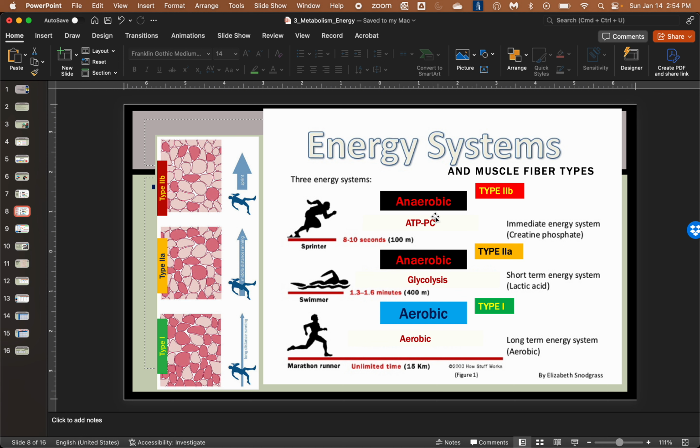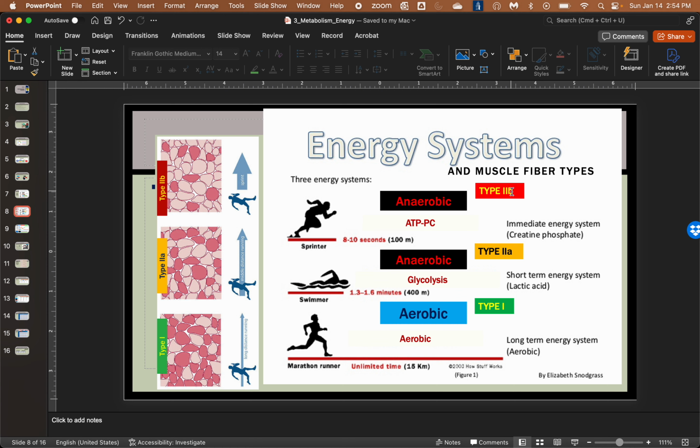Okay, so type 1 muscle fibers are aerobic. Type 2 muscle fibers are anaerobic. We have 2 different types of anaerobic muscle fibers, just like we've got 2 different types of anaerobic energy systems, and they match up with each other. The type 2A and the type 2B. Type 2B is your anaerobic muscle fibers that match up with the ATP-PC system. Your type 2A muscle fibers match up with your anaerobic glycolysis.